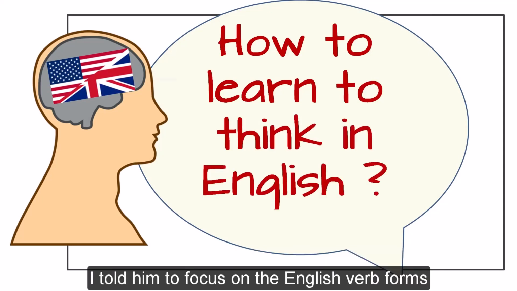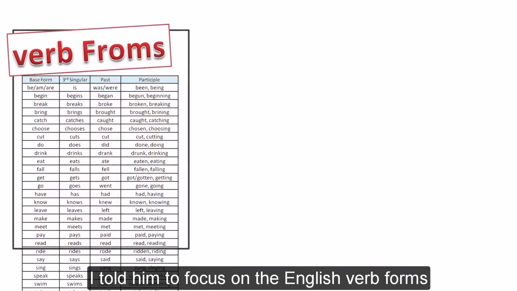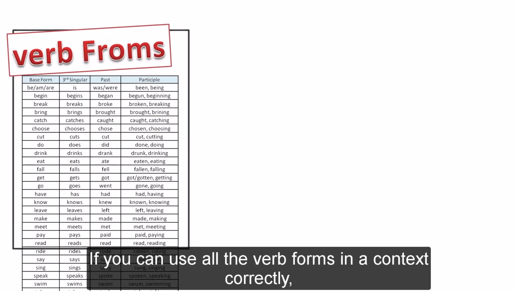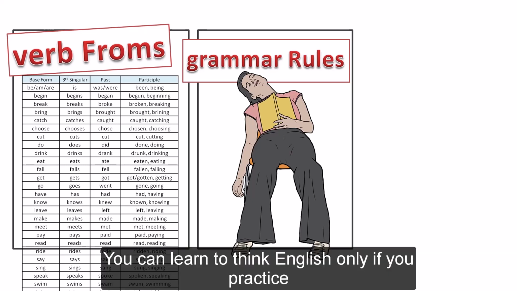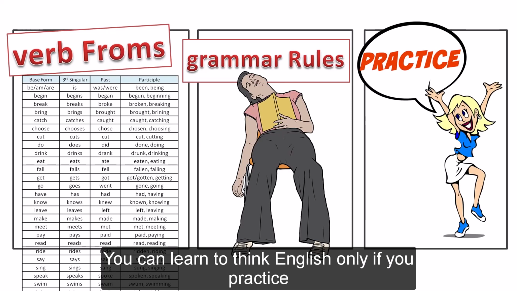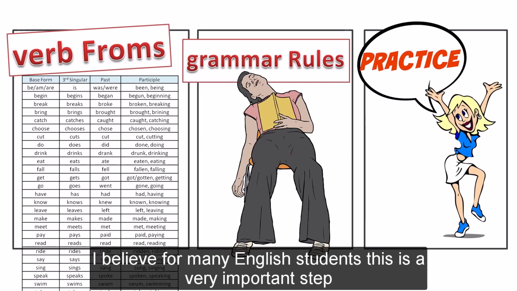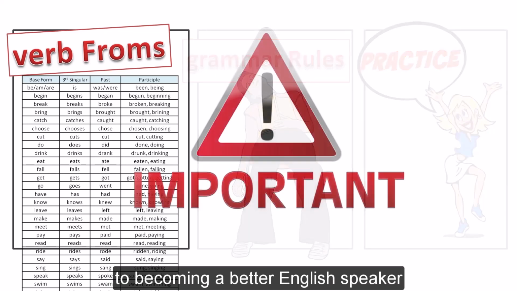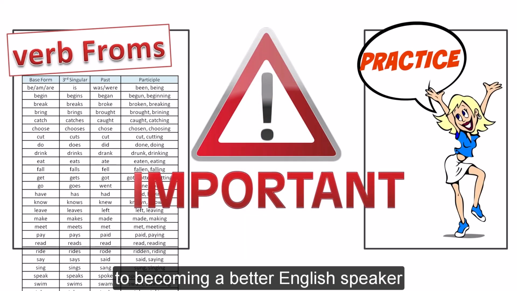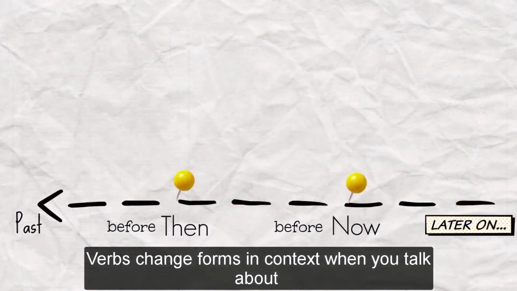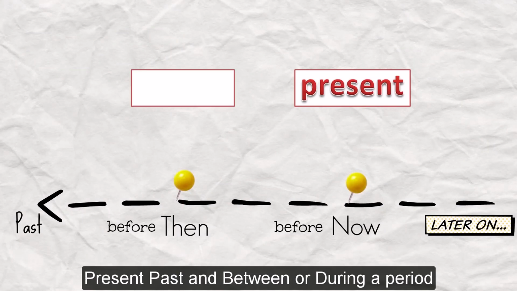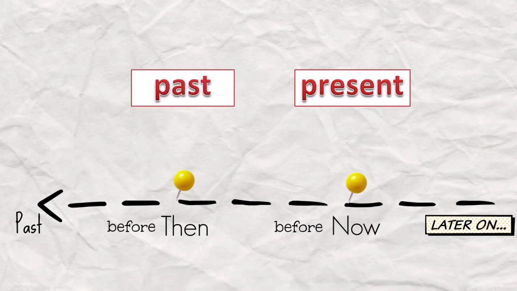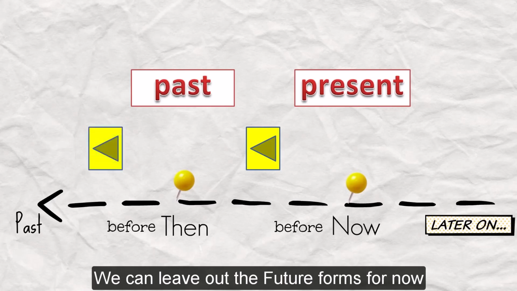I told him to focus on the English verb forms. If you can use all the verb forms in a context correctly, you can become a fluent speaker without reading the grammar rules much. You can learn to think English only if you practice. I believe for many English students, this is a very important step to becoming a better English speaker. Verbs change forms in context when you talk about present, past, and between or during a period of time. We can leave out the future forms for now.